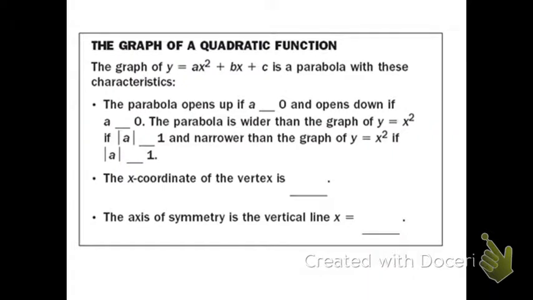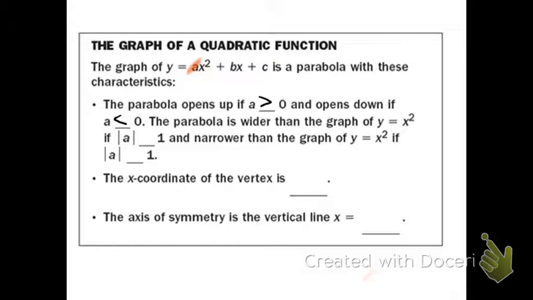So, if we want to graph a quadratic function, if it's in the standard form ax squared plus bx plus c, we know it's a parabola that's going to have the following characteristics. The parabola will open up if the a value is greater than 0. It will open down if the a value is less than 0. So that a value, remember that coefficient right there in front of x squared, tells us whether it's going to go up or down. Okay? It will also tell us about the width of the graph.